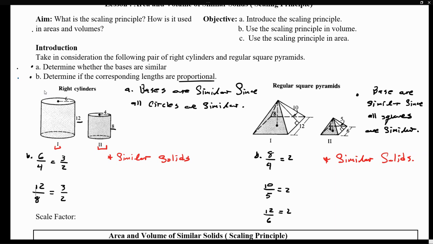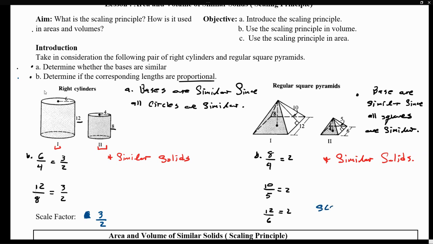So notice that here the radius, we're in a proportion of 3 over 2, 12 over 8. It's also determined by 3 over 2. So we can make the claim that there's a scale factor of 3 over 2. And the same idea here.